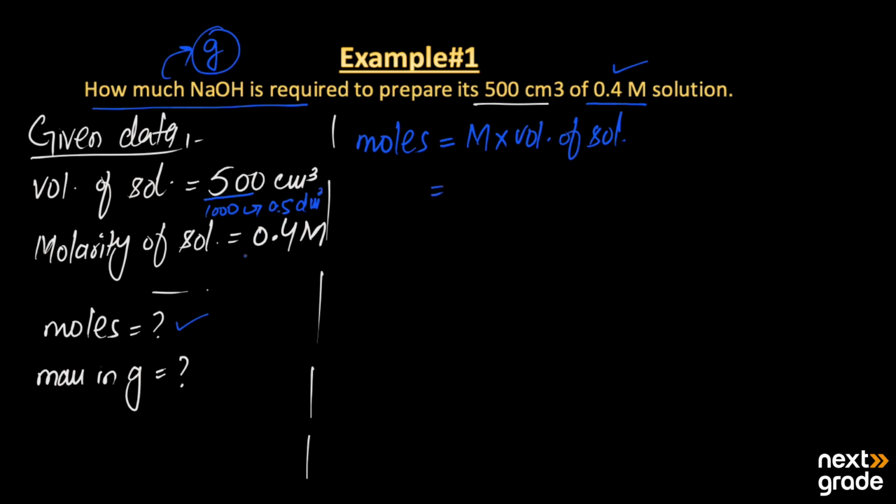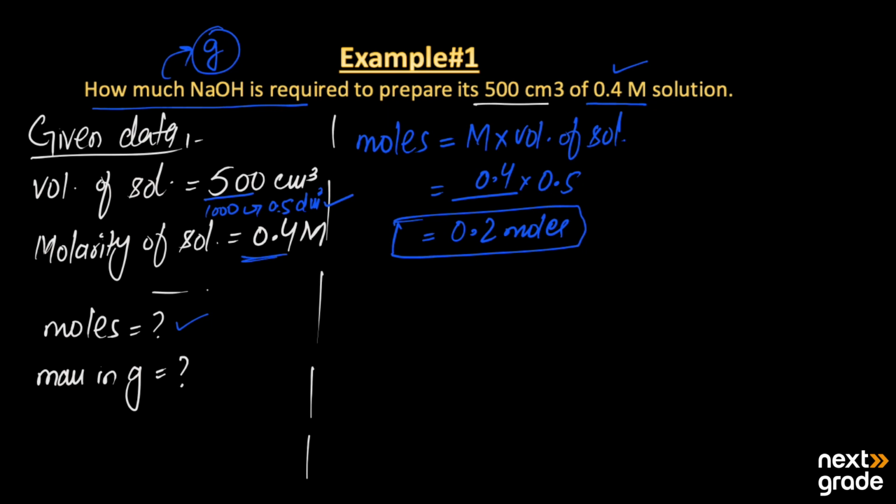So the molarity we have is 0.4, and the volume of solution we have is 0.5. So we will have the moles 0.4 multiplied by 0.5, we will get 0.2 moles. Now we have the moles, so we have to find the molar mass. Why do we need to find the molar mass? Because to find the mass in gram, which is equal to moles multiplied by molar mass, we will find the molar mass first.